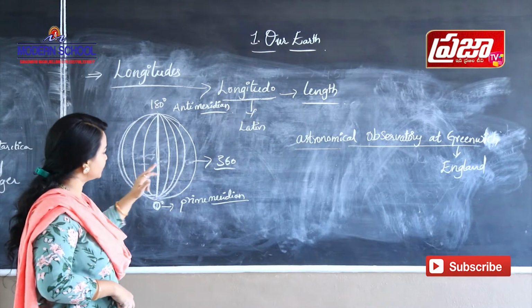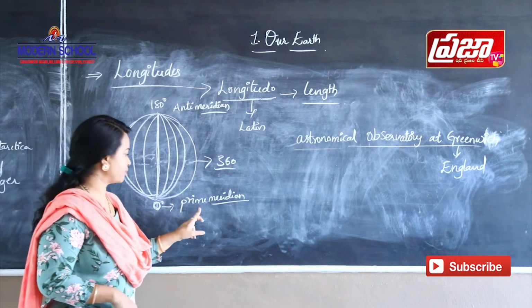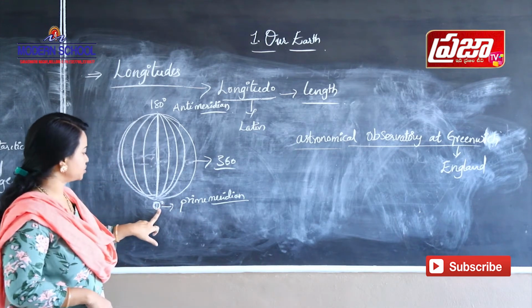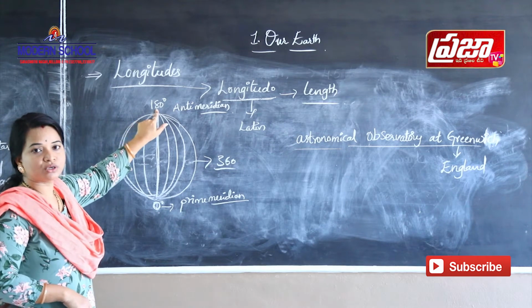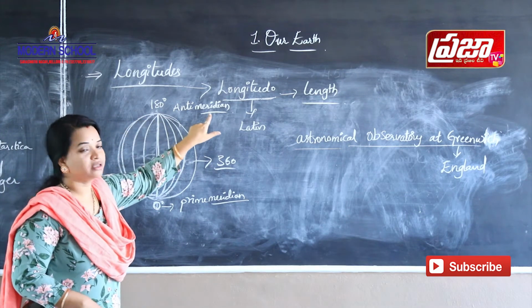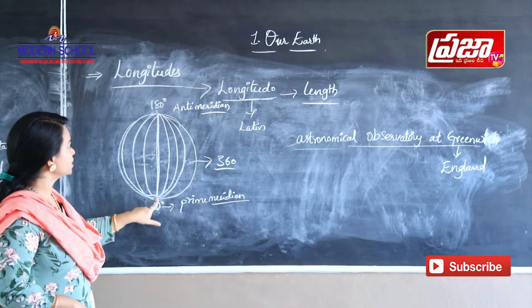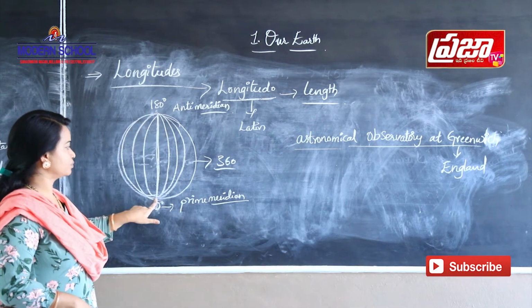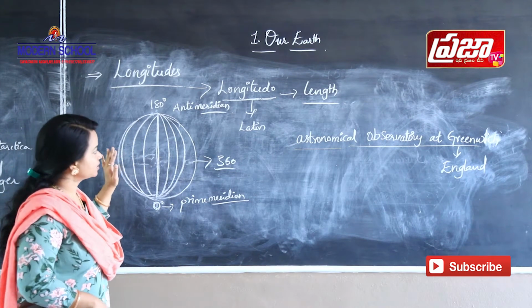And there are 360 longitudes. The 0 degrees longitude is called the prime meridian, and opposite to the 0 degrees longitude we have the 180 degrees longitude, which is known as the anti-meridian, and these longitudes intersect at the poles, in the North Pole and the South Pole. That is why these longitudes are called semicircles.